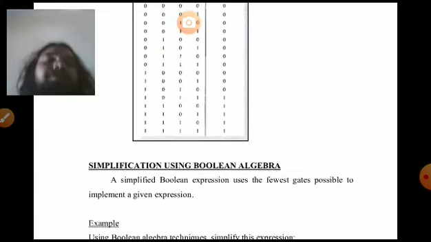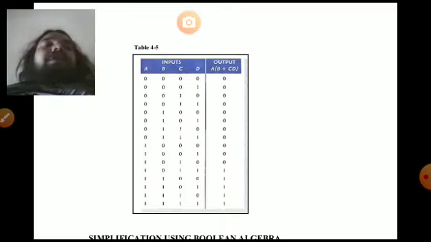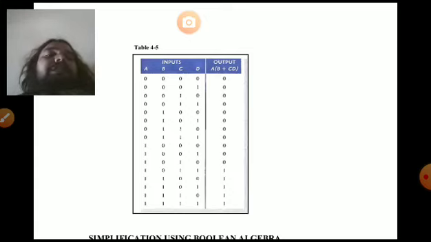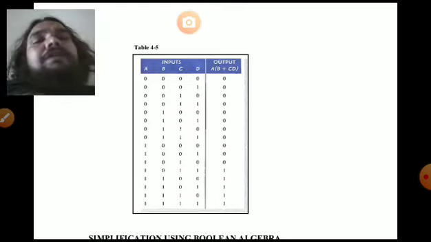This is the table for four variables and 16 combinations, where A, B, C, D are input variables. The possible number of combinations of the variables is 2 power 4, which is equal to 16. This is the topic of De Morgan's theorems and the application of De Morgan's theorem.